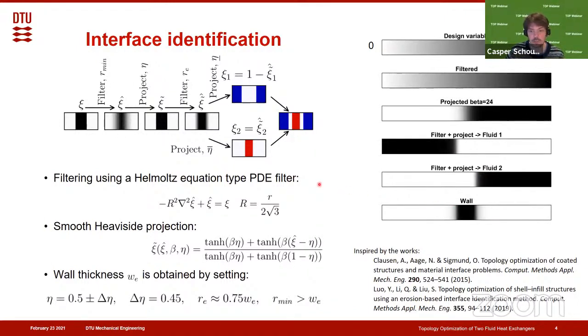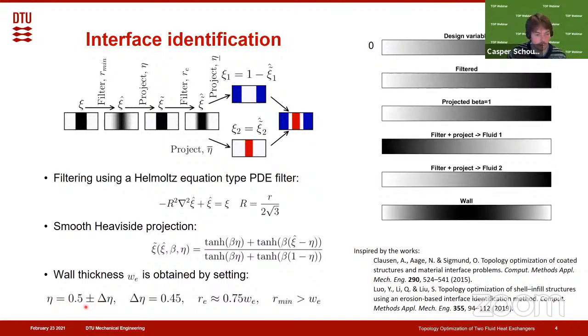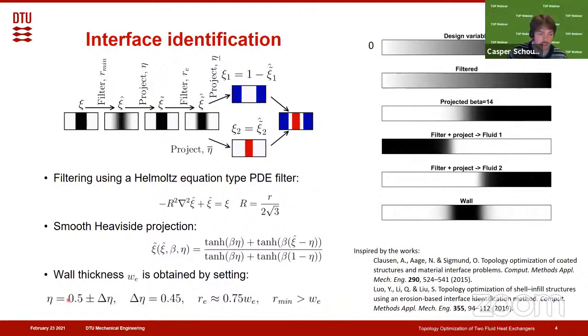For this filtering process, we utilize the PDE filter and we use the smooth Heaviside, and of course it's important to choose the right parameters. They can be found in the paper by Lazarov et al. Here we are guaranteeing a wall thickness that we can get by utilizing a specified erode projection threshold. In this case, we use 0.05 and 0.95.